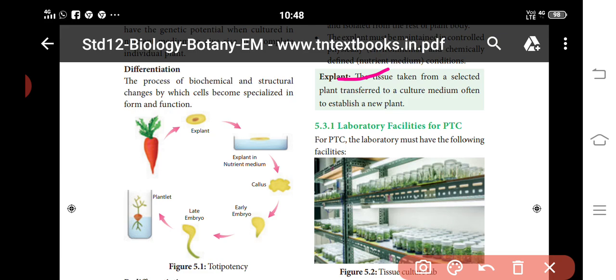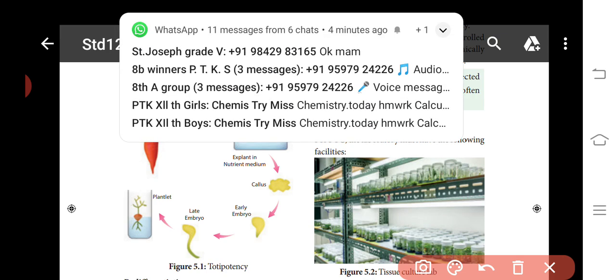So tissue culture involves some steps. First one: preparation of nutrient medium, providing aseptic conditions, and provision of proper aeration. You select the explant, and it is a very important step.